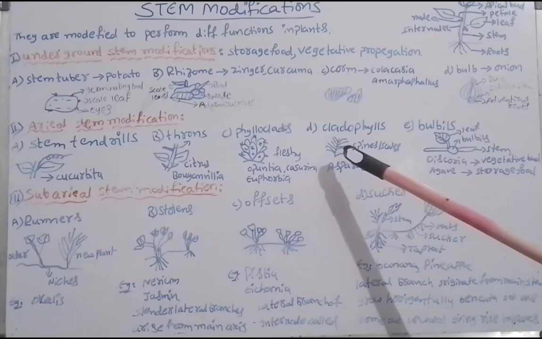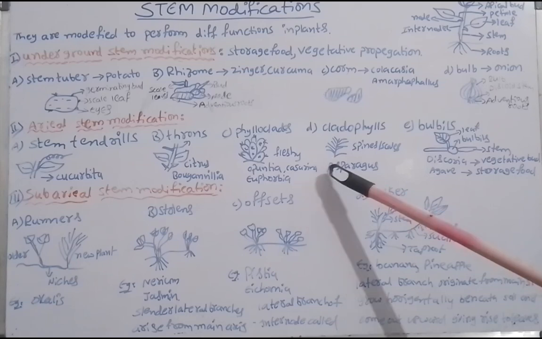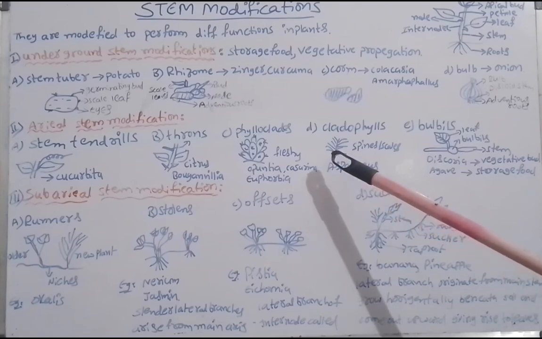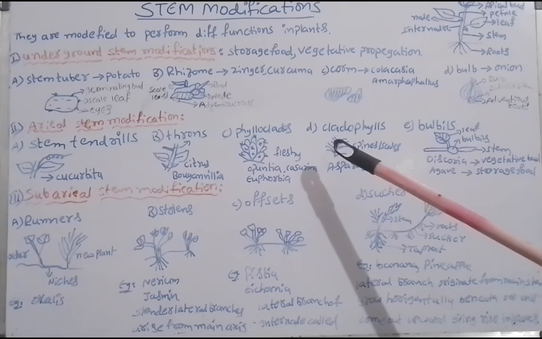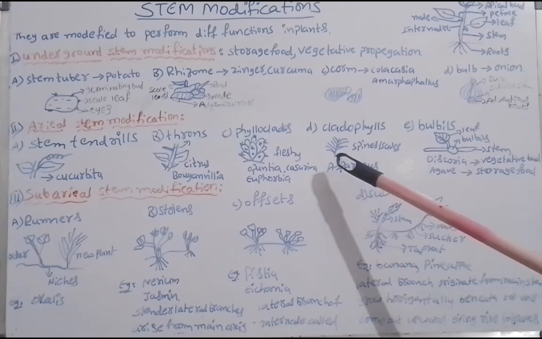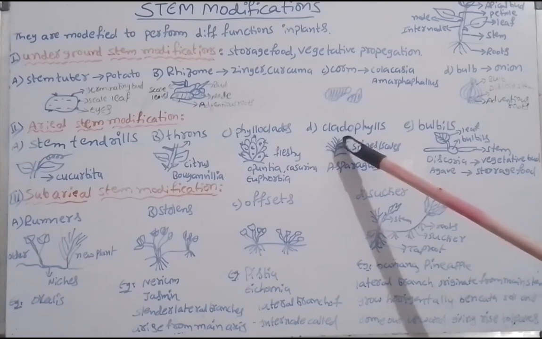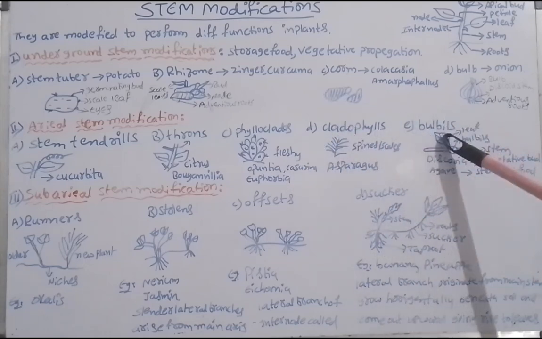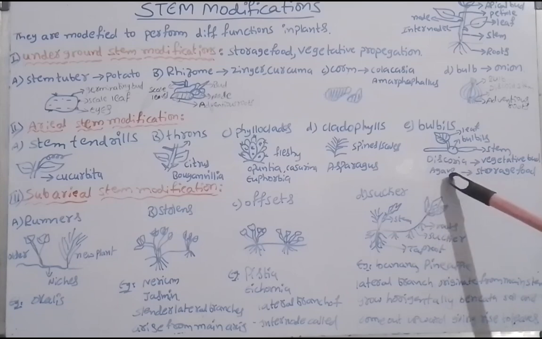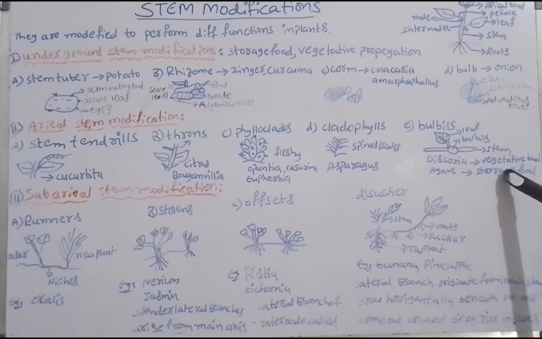Next one, cladophylls. This cladophylls is in asparagus. Example, asparagus. The branches of limited growth that are modified to perform photosynthesis are called cladophylls. So this is the cladophylls. These hair-like structures are produced, and they conduct photosynthesis. Next one, bulbils. Example, Dioscorea, agave. These bulbils in Dioscorea are used as vegetative buds and in agave are used to store food. So these are called bulbils.